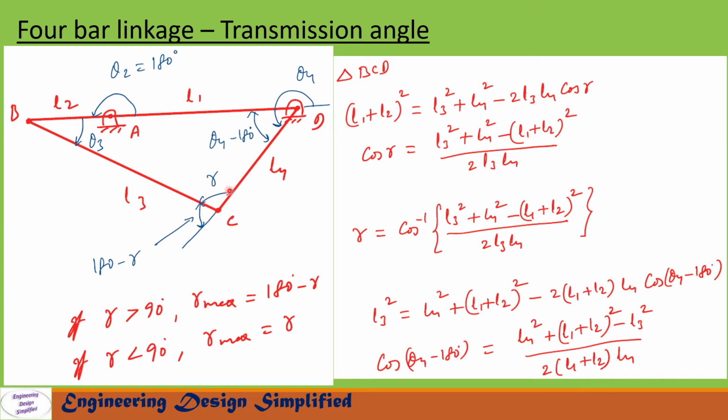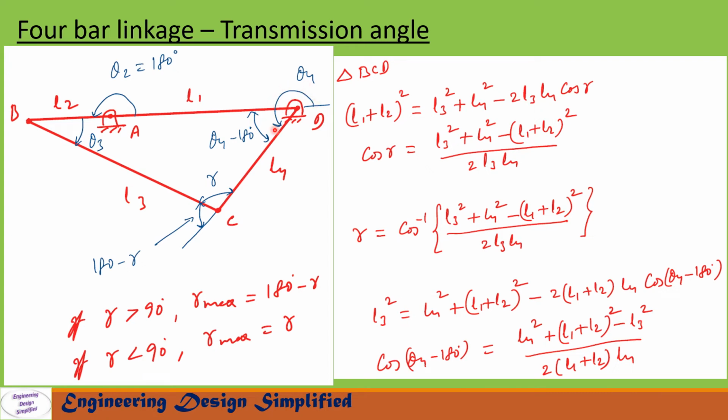If gamma is greater than 90 degrees, then gamma max can be written as 180 minus gamma. If gamma is less than 90 degrees, then gamma max is equal to gamma. So after finding gamma, that is the transmission angle, the maximum transmission angle here, gamma max, let us find theta 4.